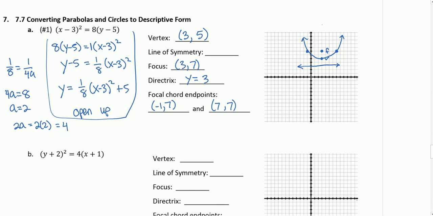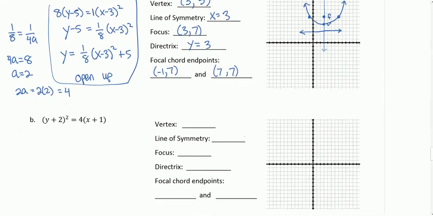And lastly, the line of symmetry cuts through the focus and the vertex. That's what the line of symmetry is. And so this is going to be x equals 3. And now we have all the pieces we want for that problem. On to the next one.